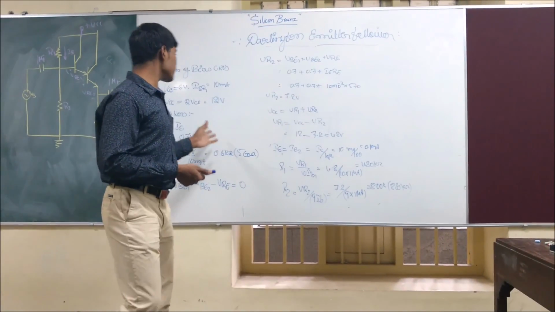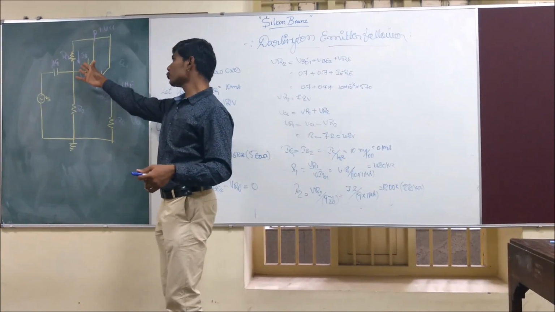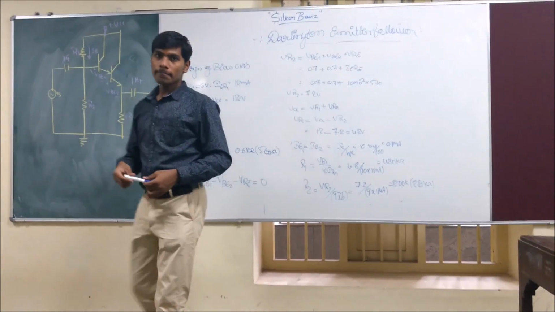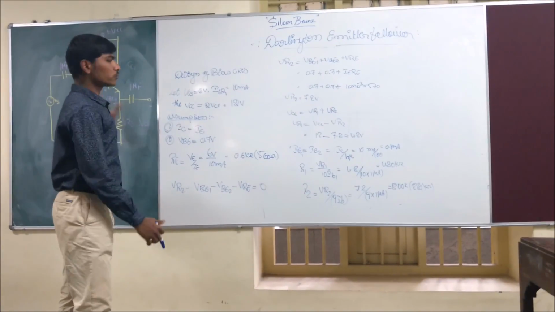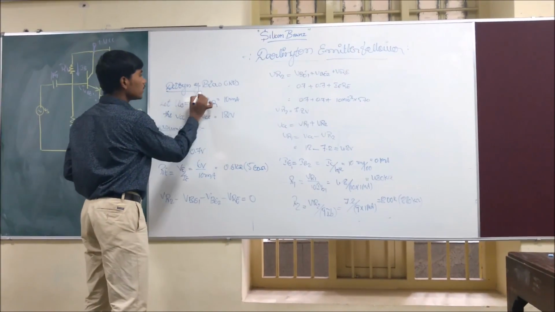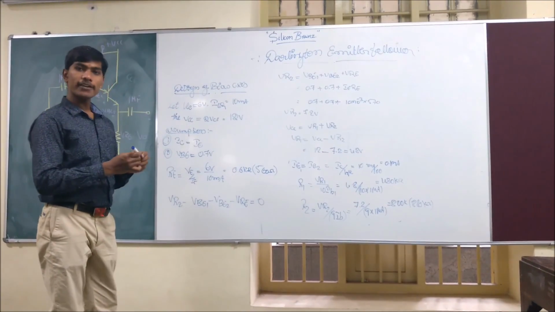Let's design. This is the Darlington emitter follower. Two transistors form a Darlington pair. Okay, let's redesign the circuit. First, the design of the basic circuit, with the given values.